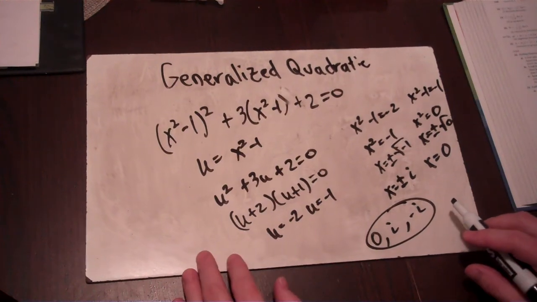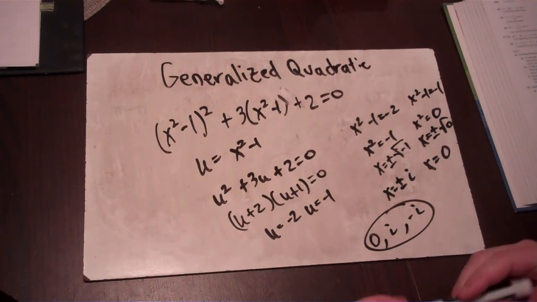So for generalized quadratics, you're looking at something that looks like a quadratic, turning it into a quadratic, and then actually solving it out.